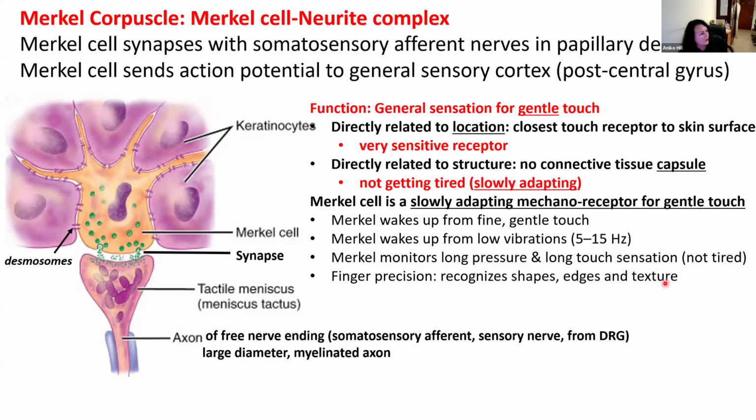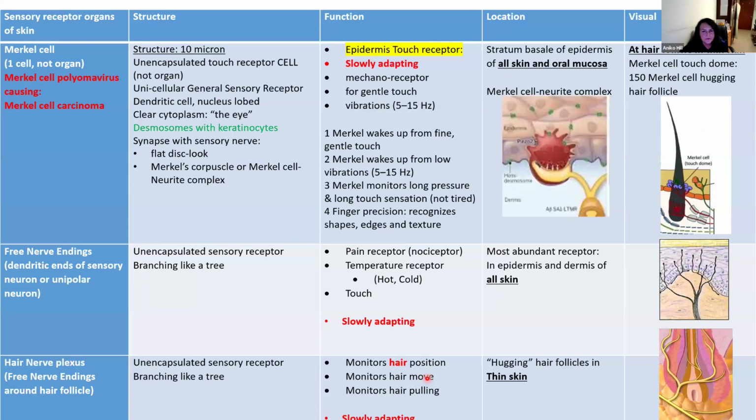So when you put your fingers into your pocket and you recognize that, oh, this is my wallet, this cell helps you to identify these structures. Okay, and here are the synaptic vesicles, and here's the sensory nerve that is picking up the sensation, because you remember the Merkel cell creates the action potential in the sensory nerve that is directly heading to the postcentral gyrus.